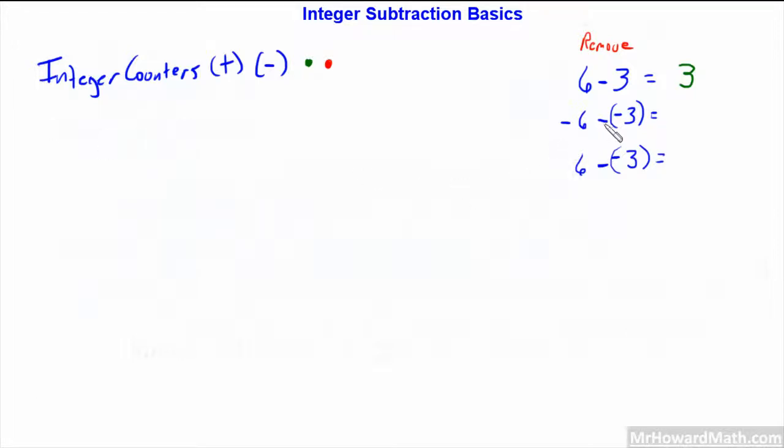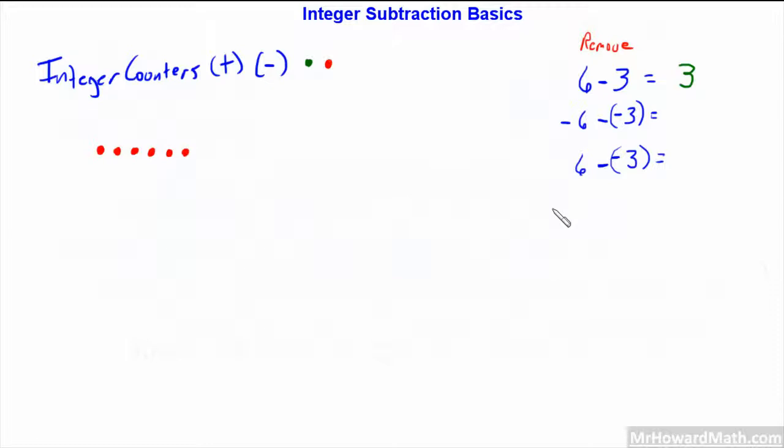Negative 6 minus a negative 3. Negative 6, remove negative 3. Okay? So in this case, negative 6, that's what we started with, right? Negative 6. So how do we model that? We have 6 red circles. 1, 2, 3, 4, 5, 6. From the negative 6, we are going to remove 3 negatives.